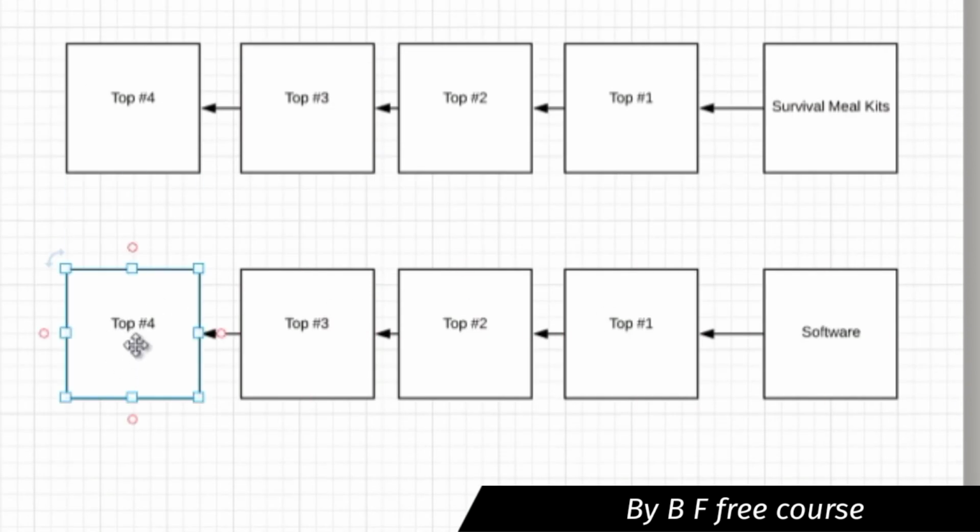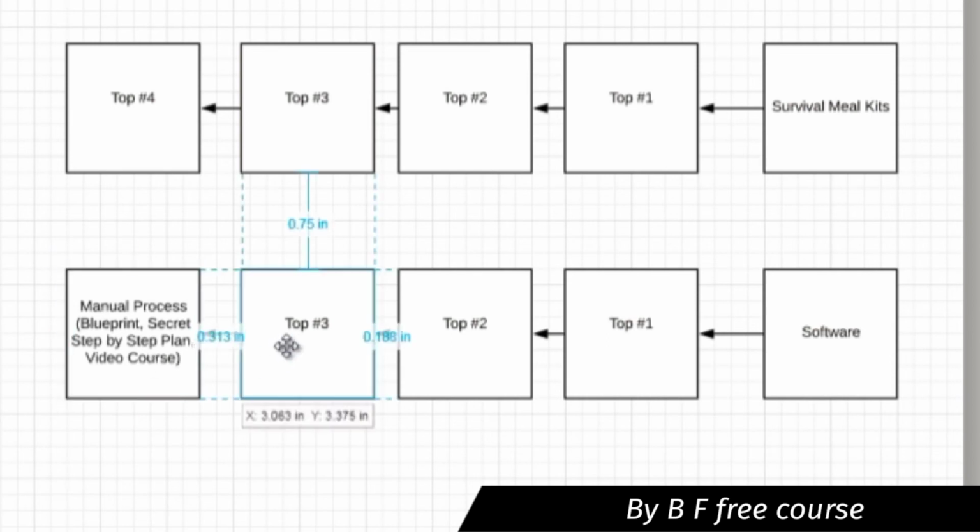So you could say, instead of saying top 4, 3, 2, 1, you could talk about the manual process. So this could be in the form of a blueprint, a secret plan, a step-by-step plan, a video course. And then you talk about it in every single email. Maybe you send them to a 5-minute video, which, by the way, if you do videos, make sure that your videos are short and sweet, especially if they are lead magnet type videos. It's fine if it's a video course that they just purchased, like this one right here, but keep in mind that they have a short attention span.